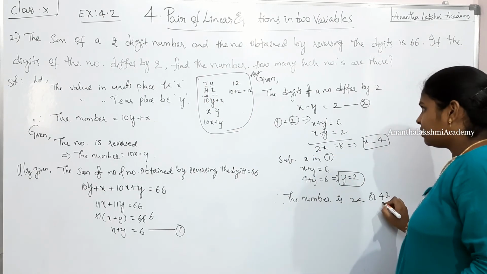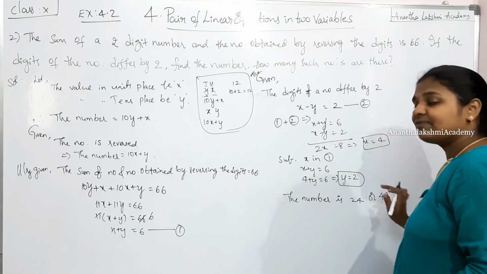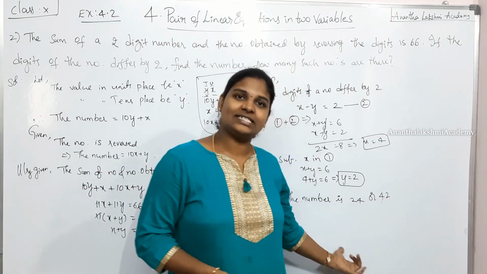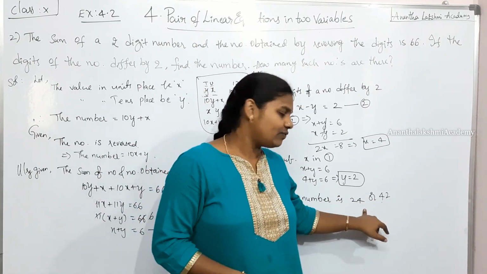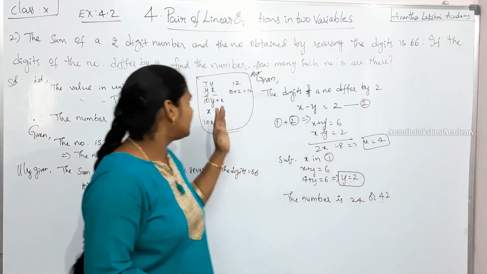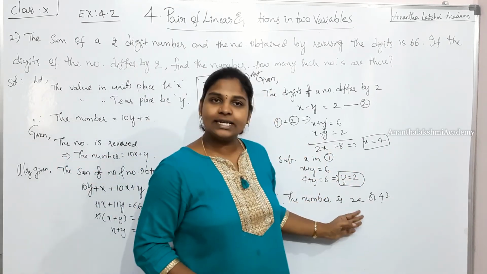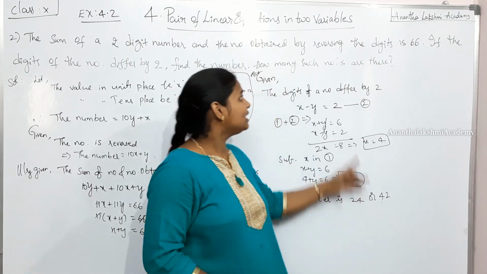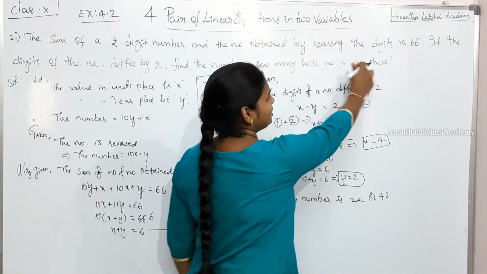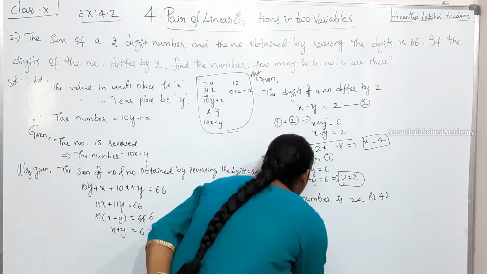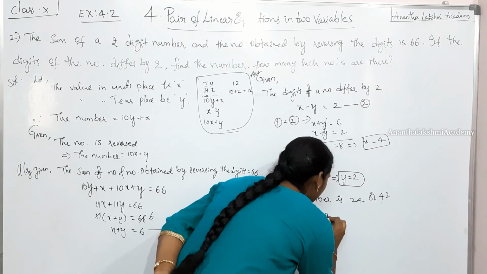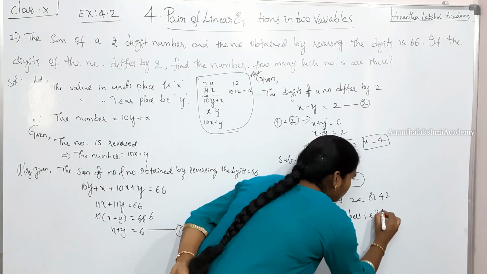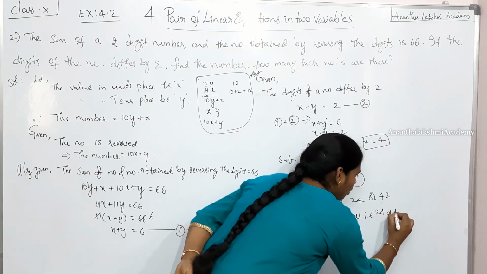Here x, which is 4, is in the tens place and y is in the units place. It's the same thing, right? 24 plus 42 is 66. So it can be either 24 or 42. As x and y interchange, that is the reason we have written it as 24 or 42. So how many such numbers are there? There are two numbers, that is 24 and 42.